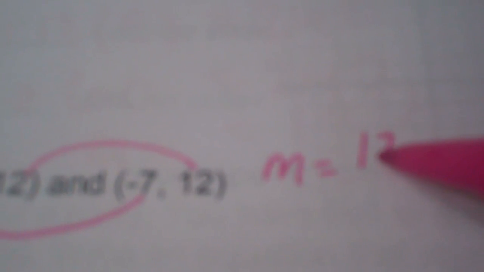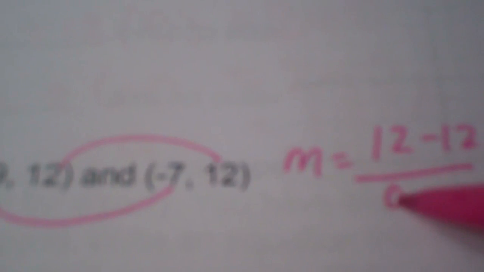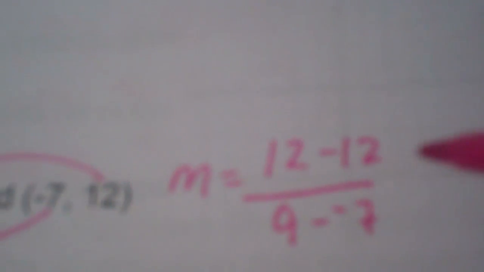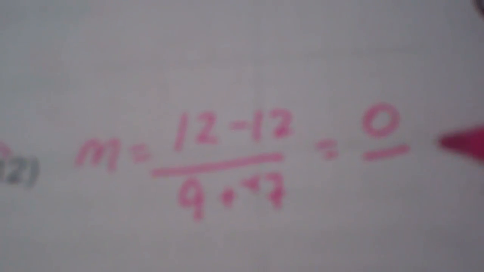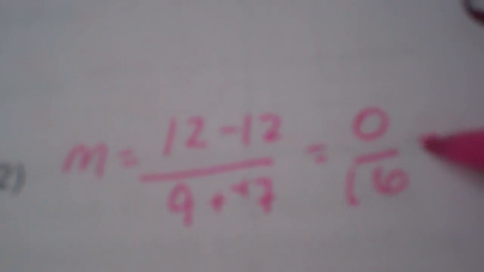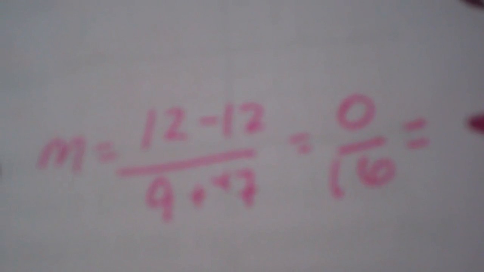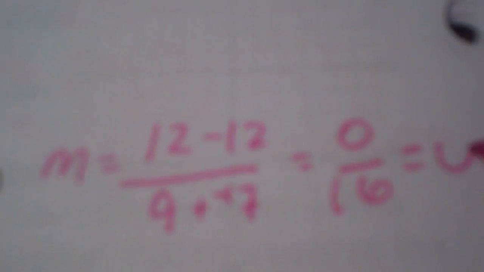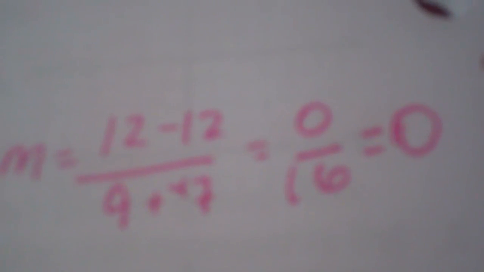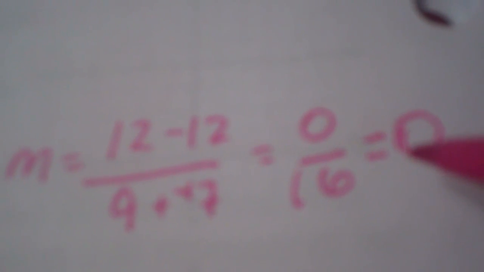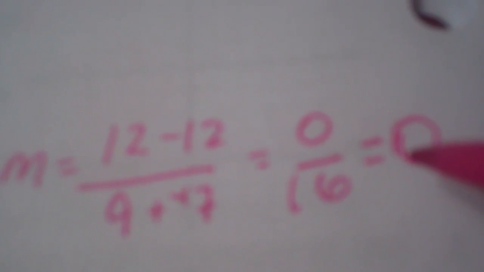Subtract the y's over the x's. So our slope is 12 minus 12. You see what I found interesting about that? 9 minus -7, two negatives make a positive. Well, 12 minus 12 is 0 over 16. 0 divided by anything is, yep, 0. Okay, so that gives me a clue. 0, zero slope, horizontal.